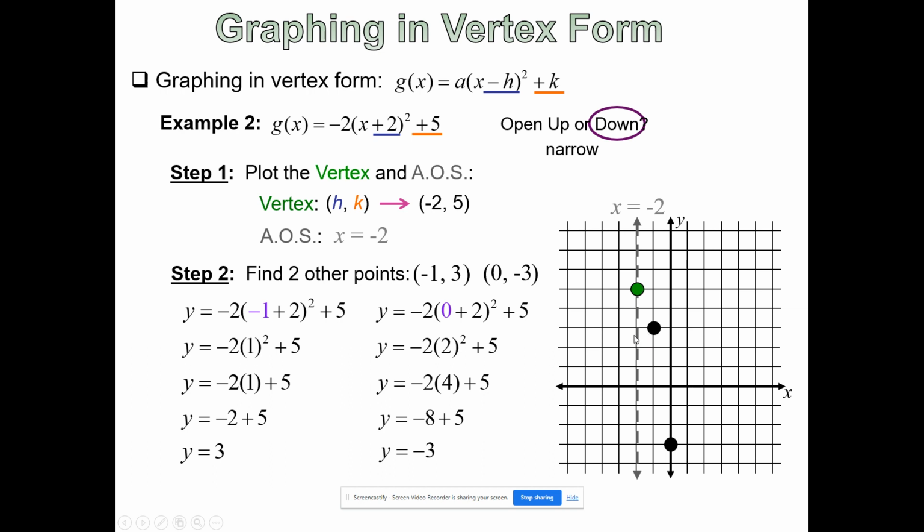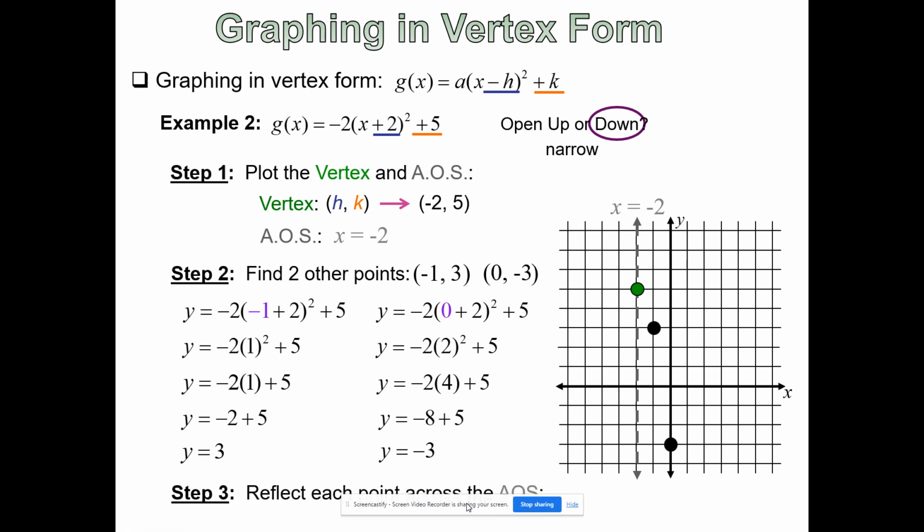Now let's use the AOS as a reflection. So if it's 1 unit away on the right side, we need another point 1 unit away on the left side. That's what this says right there. It says reflect each point across the AOS. So there's that one. There's 2 units away on this side, so it's going to be 2 units away on this side. And then notice if we connect the dots, we have a parabola that's opening down, and that's narrow.